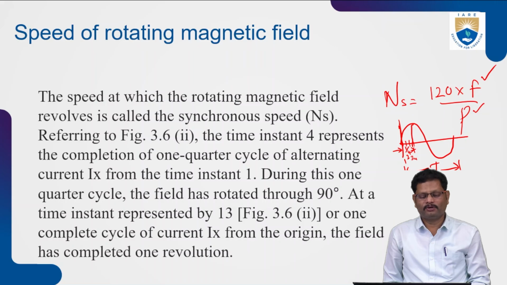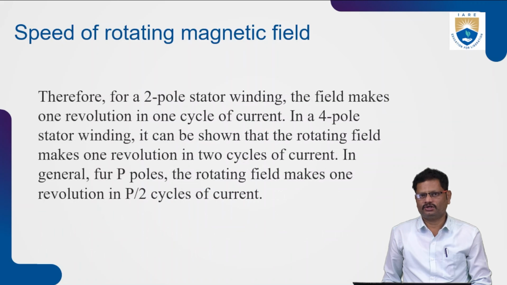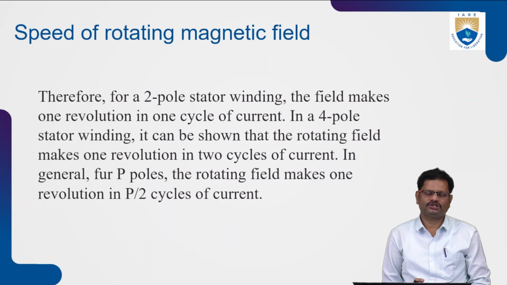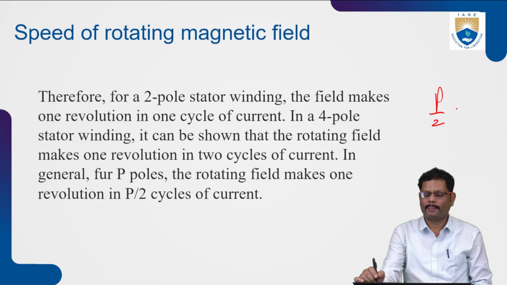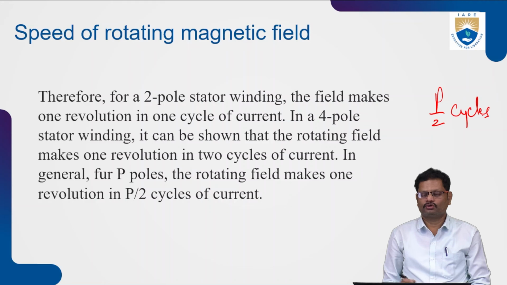For one complete cycle of current Ix from the origin, the field has completed 1 revolution. Therefore, for a 2-pole stator winding, the field makes 1 revolution in 1 cycle of current. In a 4-pole stator winding, it is 1 revolution in 2 cycles of current. In general, for p poles, the rotating magnetic field makes 1 revolution in p by 2 cycles of current.